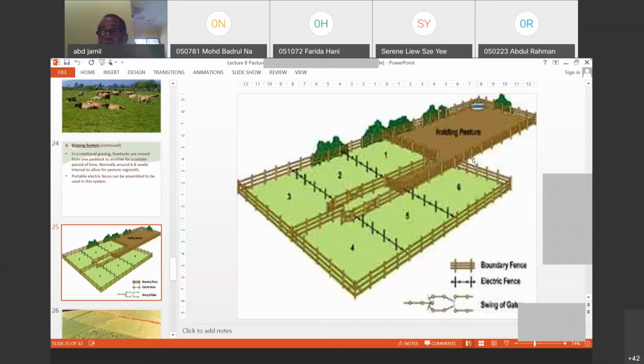Okay. So what are the requirements you can see here? You need the fencing, all over the place, and the paddock fencing. And of course you also need the water trough inside here, the feed trough inside here, so that the animal can drink the water freely.